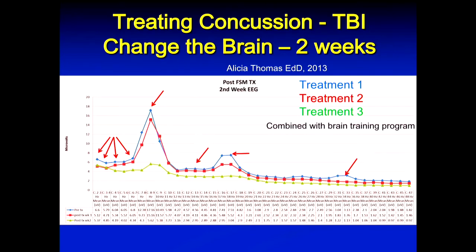And this is the frequency, this is the area of the brain for the prefrontal cortex. So everything improved except for that, and we have a frequency for the prefrontal cortex. So this third treatment actually worked to bring the prefrontal cortex back down to normal function. And she combined it with brain training exercises.